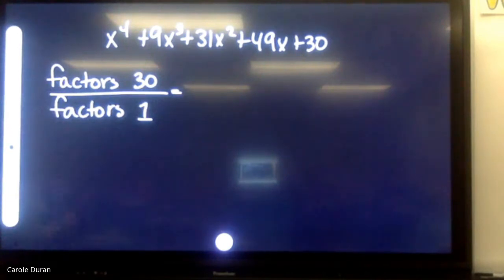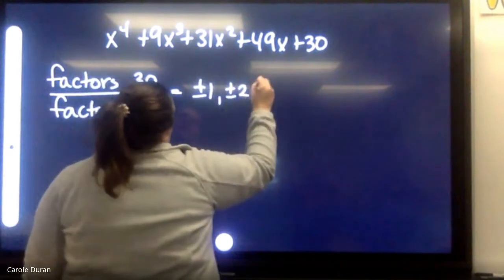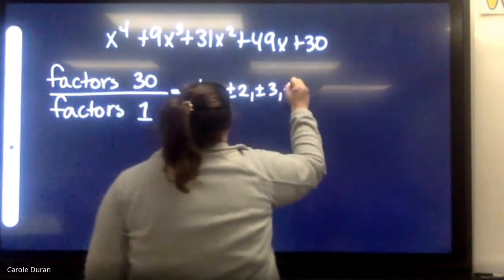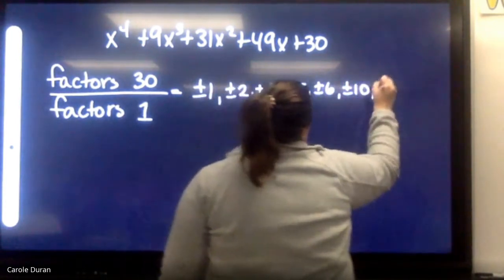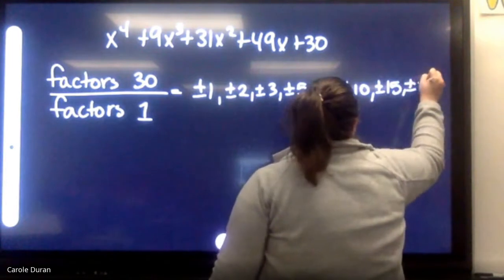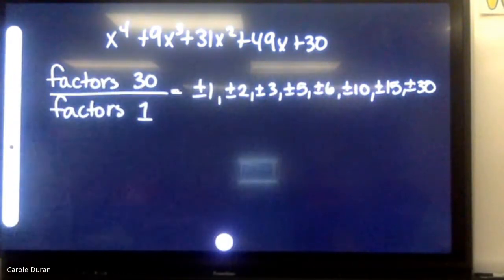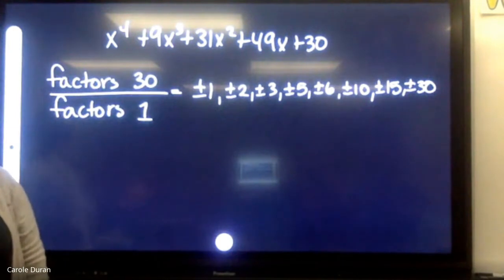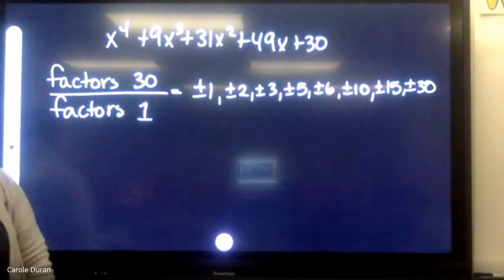So what are my factors of 30? So 1, 2, 3, 5, 6, 10, 15, and 30. How do you find them? So I just think about, okay, what do I multiply together to get to 30? 1 and 30, 2 and 15, 3 and 10, 5 and 6.